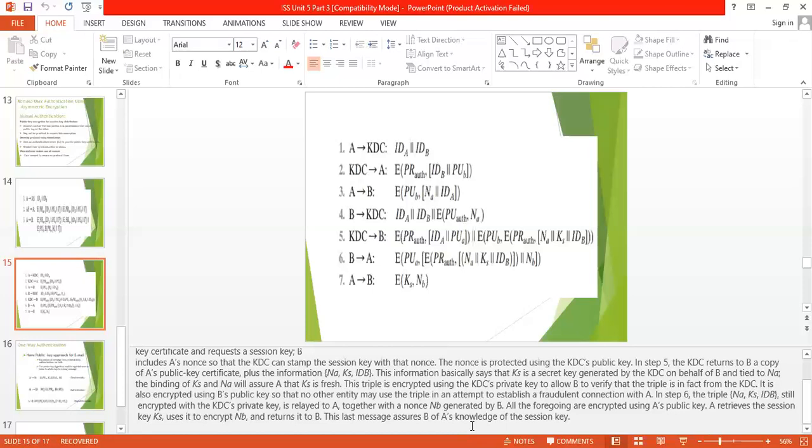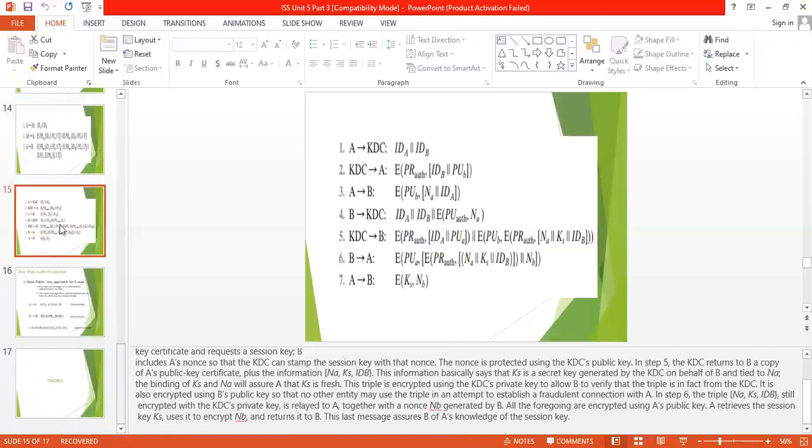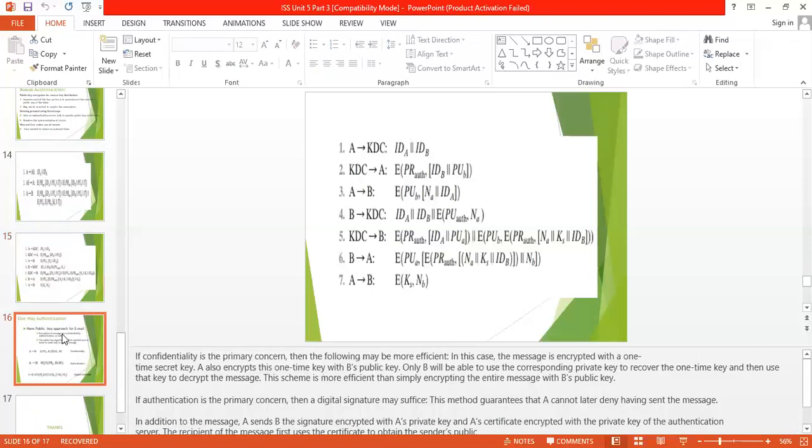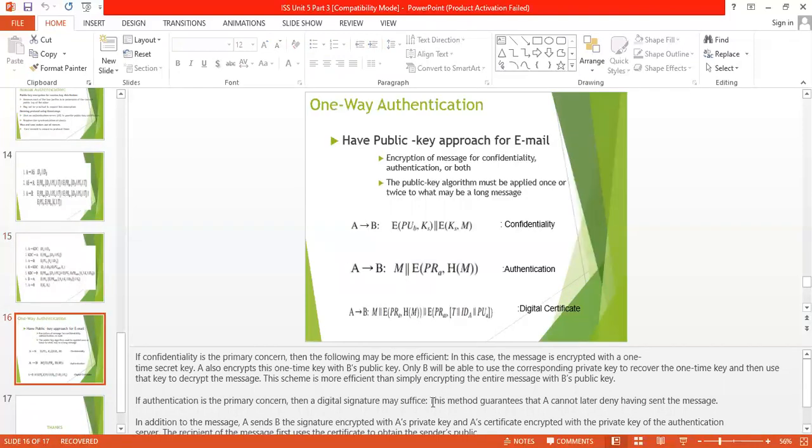So this is the mutual authentication by Wu and Lam. Now we discuss one-way authentication. One-way authentication basically involves two things: one is confidentiality, and the other is authentication.